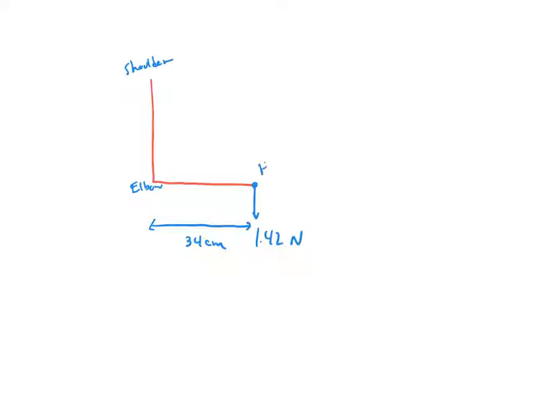So just to give you a diagram, by the way. Here's the baseball right here at the end. And that's 1.42. Problem 83 on page 302. It says that it's a distance of 34 centimeters from the elbow joint. So this distance here is 34 centimeters. Here's the elbow. And this is the shoulder. And here's the hand.